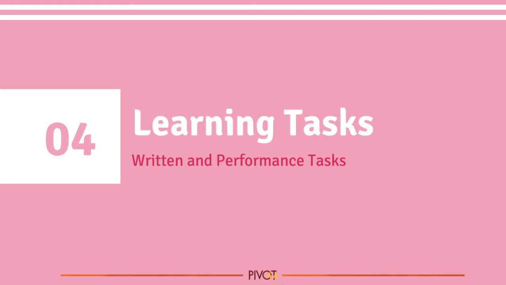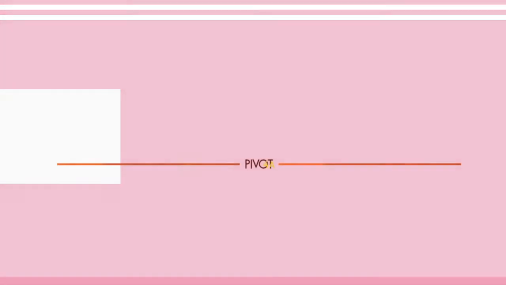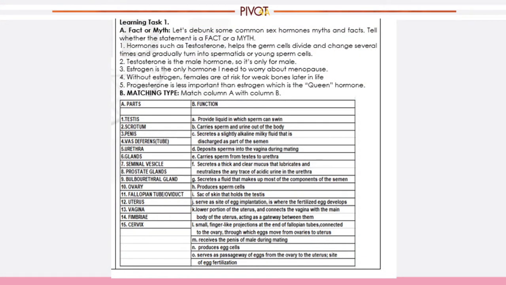Okay, so we have here the last part, which is the discussion of the learning tasks. The first learning task is fact or myth. You will read the statements and then write fact if it is correct and myth if it is not true. Letter B is matching type. All you have to do is to match the parts of the reproductive system to its appropriate function.